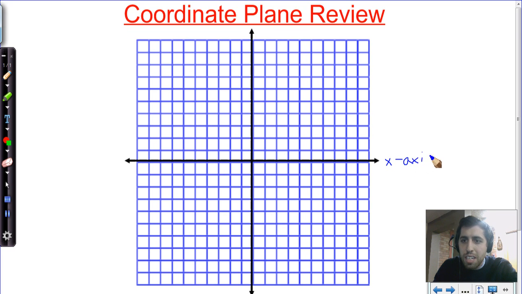And I like to think that x is like a short and fat letter. And this is the y-axis, and y goes more up and down. So that kind of makes sense that the y-axis goes up and down. Now what else do we have?